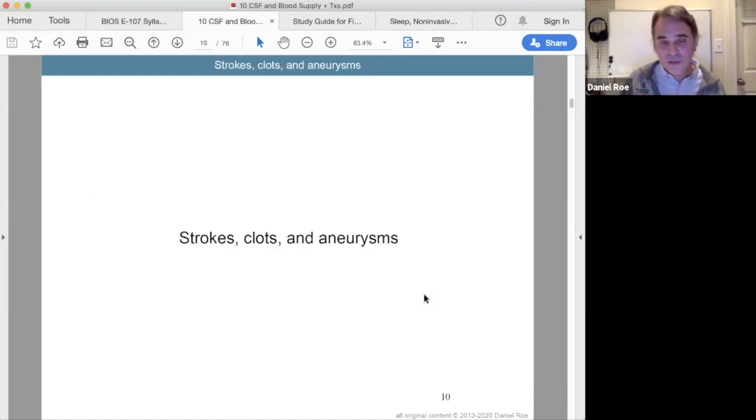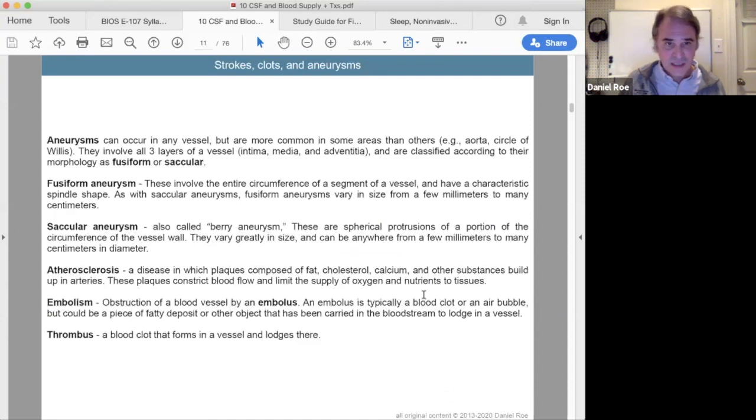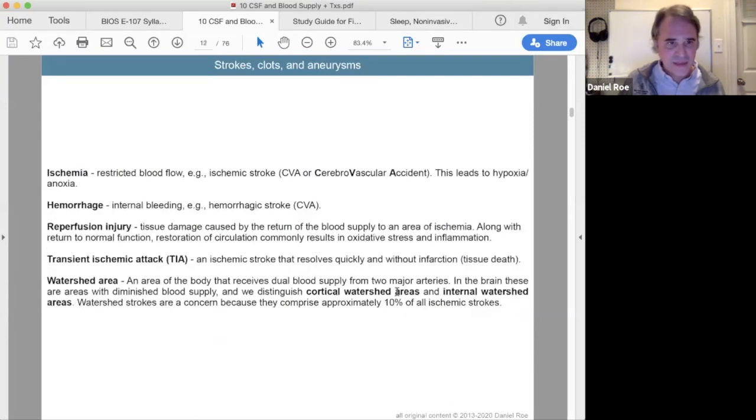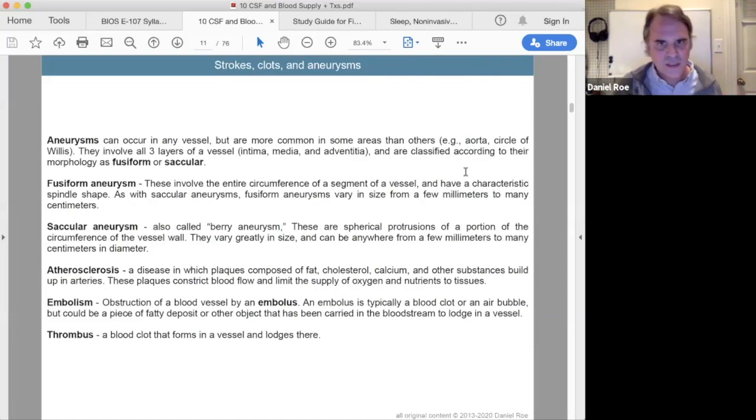So strokes, clots, and aneurysms. These two slides here have a lot of terms on them. I'm going to go through some real quickly, and some I'll spend a little more time on because they might be concepts you haven't heard of.